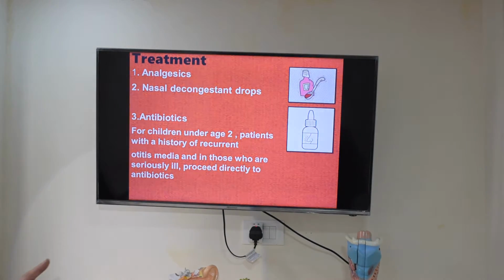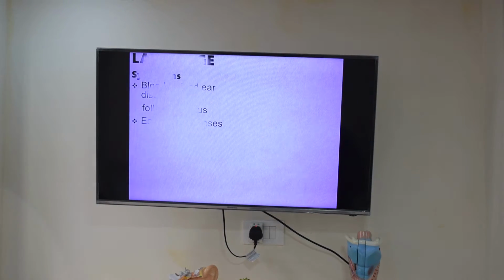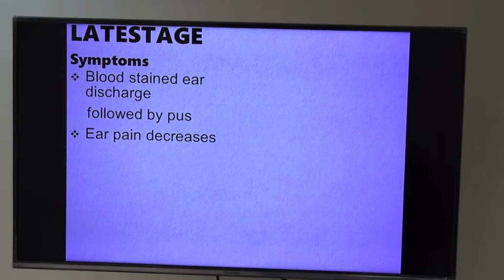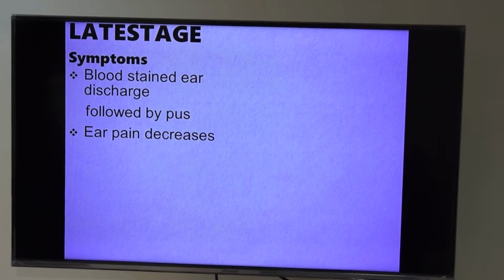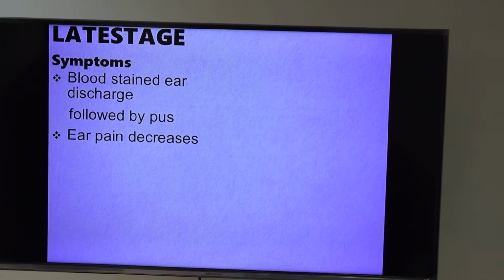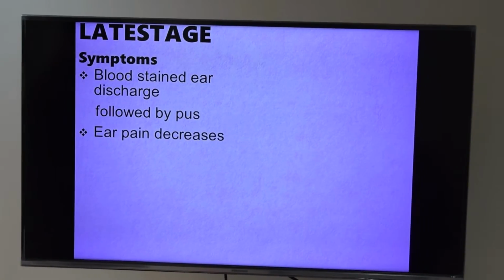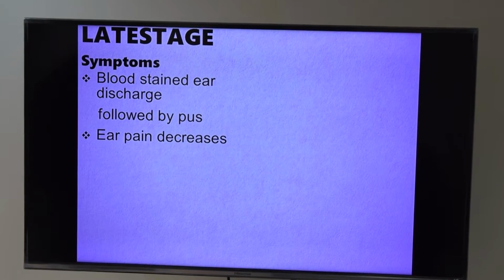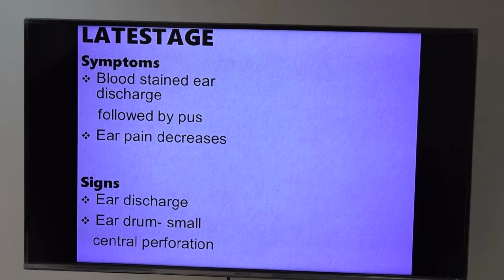Here in the late stage, you can see that the child starts getting ear discharge. The ear discharge initially will be blood stained and followed by pus discharge. When the ear starts discharging, the ear pain decreases. When the child is brought to us at this stage, we do a proper cleaning of the ear.